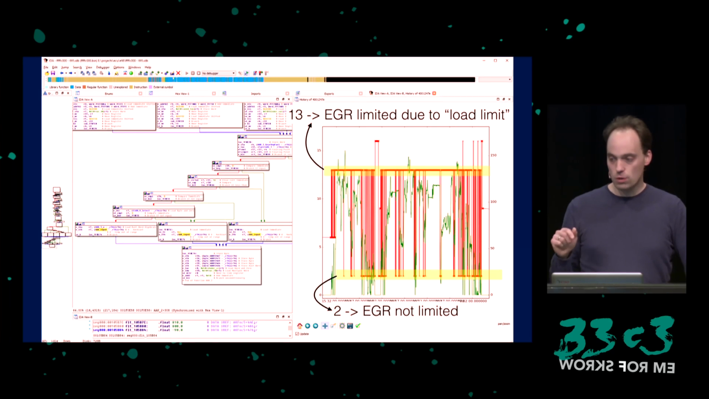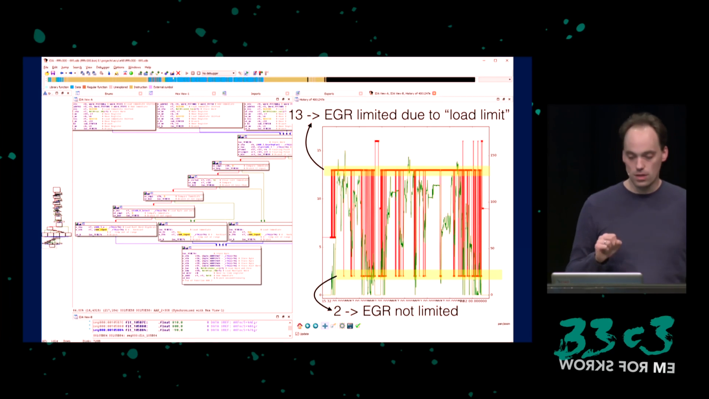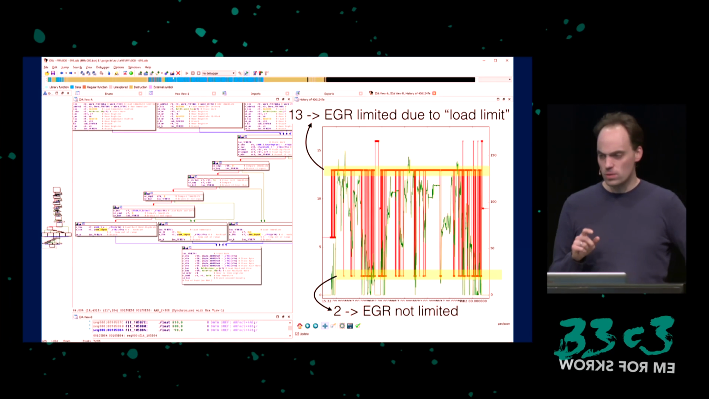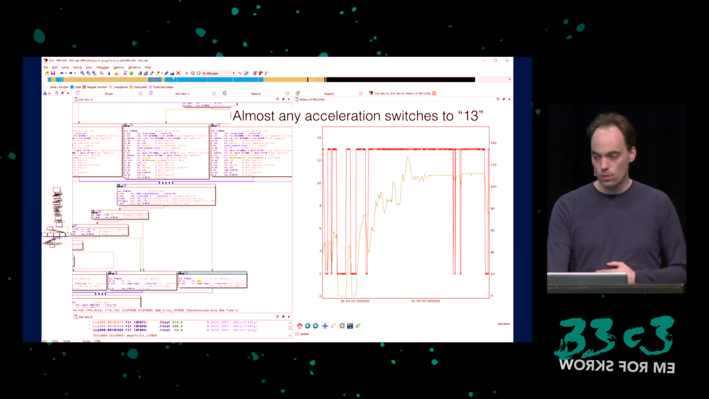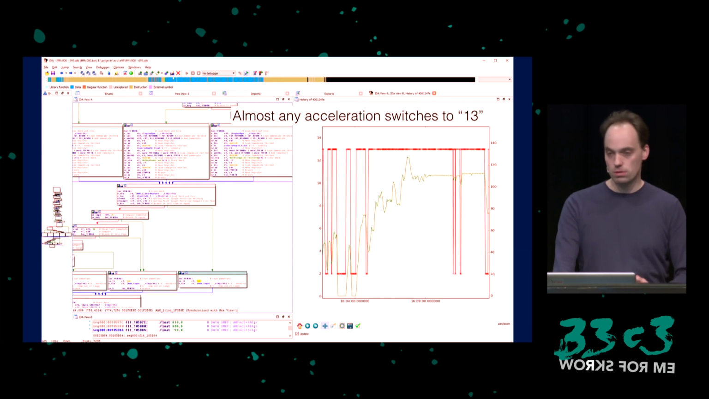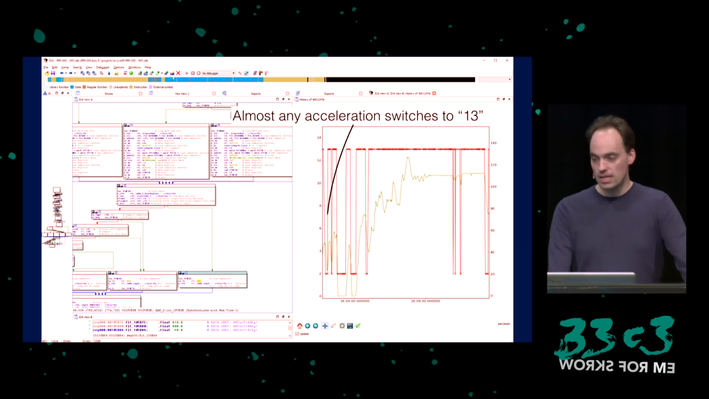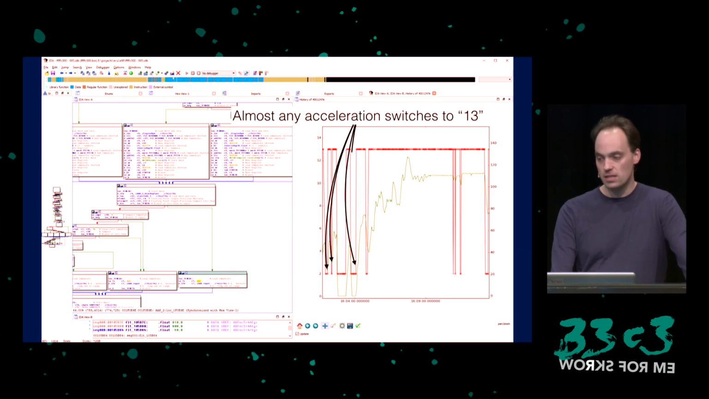And then we looked at some real-world driving. You can see this in the background. The vehicle speed is in the background. And we saw that the red graph shows you the reason to go to this limited EGR mode. Most of the time, the reason is 13. And only a few times it's 2, which means that it's not limited. Looking into this in more detail, we can see it sometimes drops back to 2, the emission-optimized mode, but any acceleration, or almost any acceleration, switches back to 13, and then it stays there for a long time.